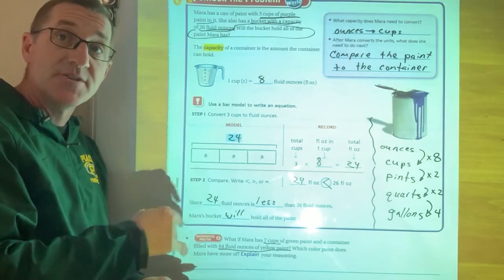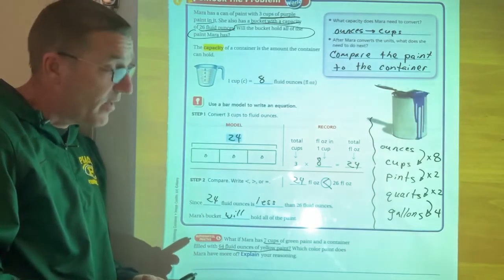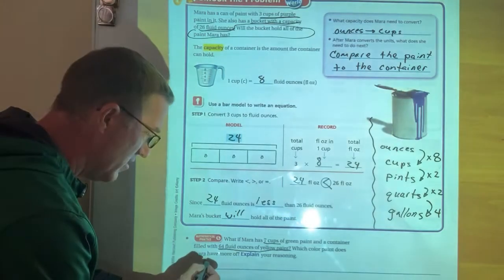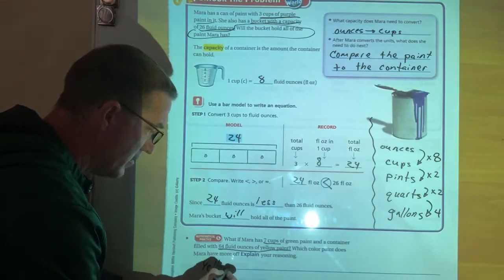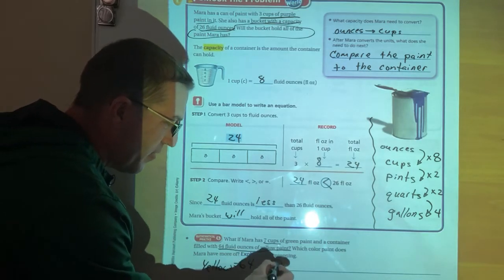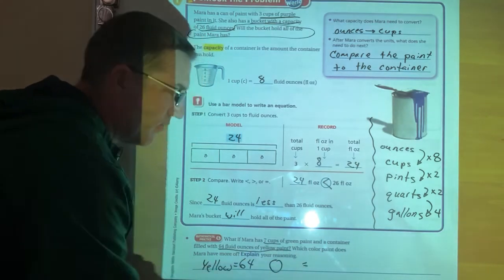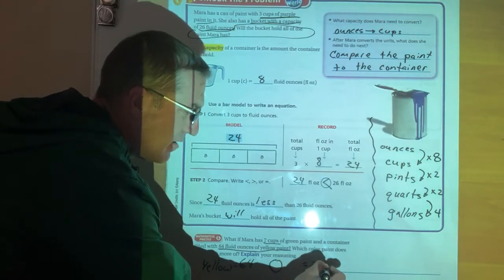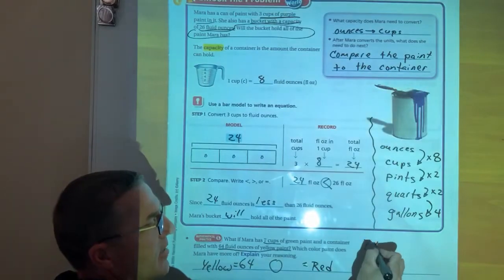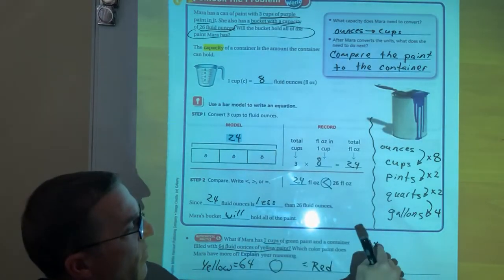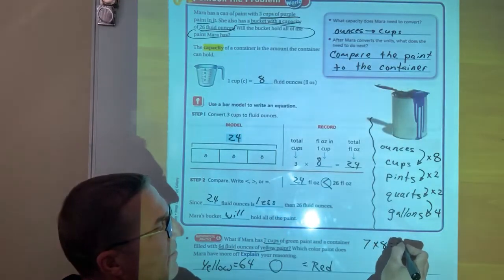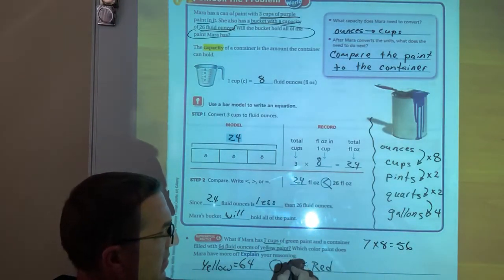So you can pause right here and try this on your own, or you can follow along with me. But I'm going to take my yellow, and that equals 64. I'm going to put my little red on this side. Okay, and when I multiply 7 times how many ounces? 8224. So it's 8 equals 56.